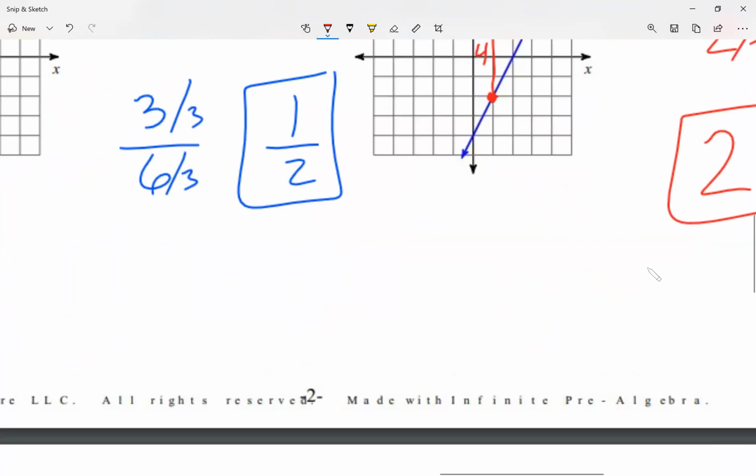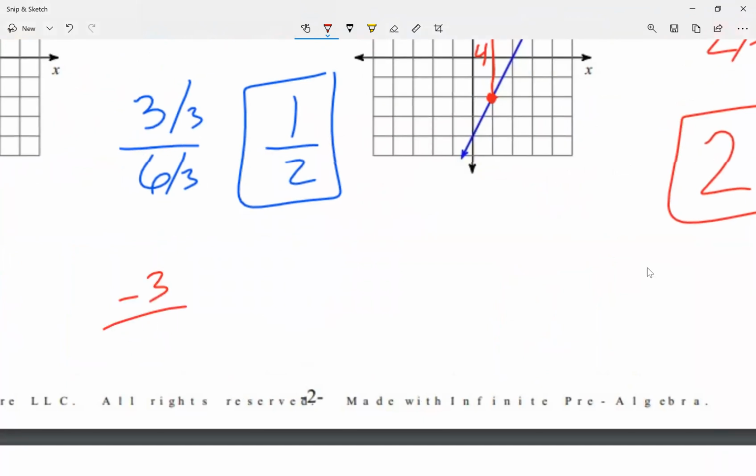Some of you like, okay, Mr. Leonzo, what do you mean with that? Let's say I had a negative 3 over 2. My answer will be negative 3 over 2. Right? If there's a negative sign, bring it to the front.